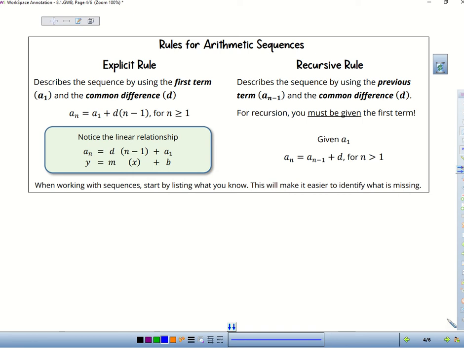Okay? Now a recursive rule is useful because it helps you find a current term using the previous term and the common difference. So say you want to know the 5th term, and you know the common difference is 3, but you know the 4th term. You can take the 4th term, add the common difference to it, and that will give you the 5th term, right? So that's what the purpose of the recursive rule is. So I'm going to be using these formulas on the next slide, just so you know where they're coming from.